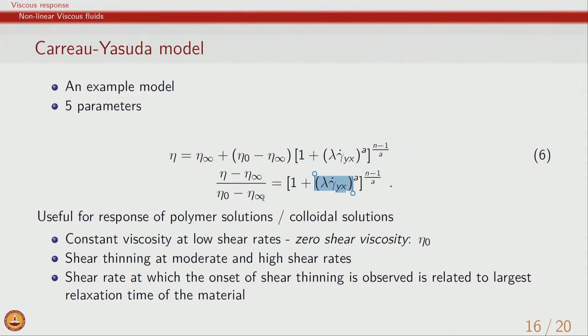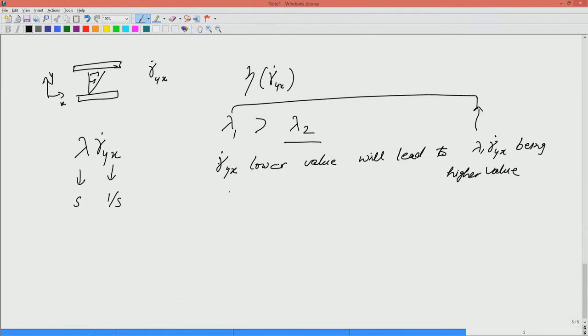So, in both cases what we see is the two extremes: when gamma dot yx is very low, we have eta equal to eta 0, and when gamma dot yx is very high, eta is equal to eta infinity.